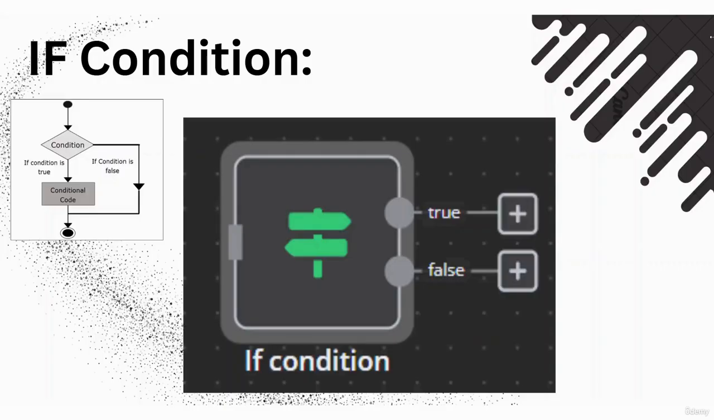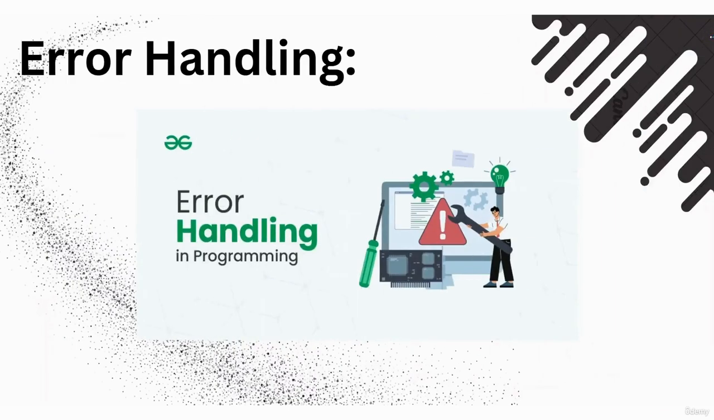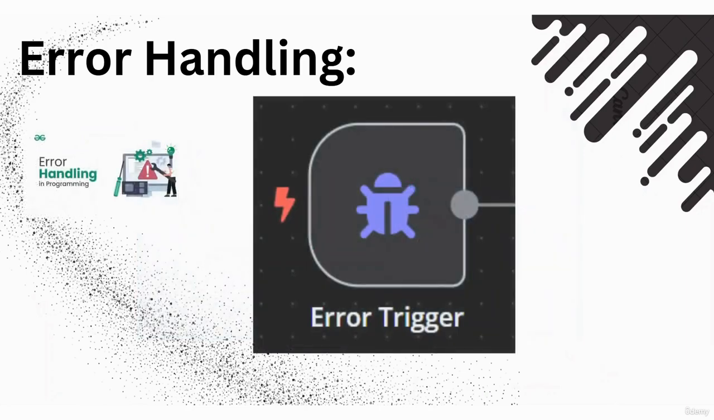Now imagine this. You're running a workflow that sends an email when a form is submitted. Suddenly, your email service is down. What happens? Does the workflow just crash? Not with N10's error handling tools. Let's build a scenario where errors don't stop the show.